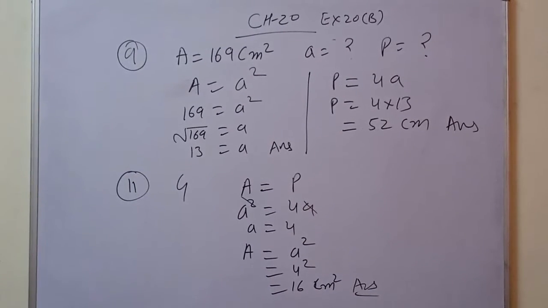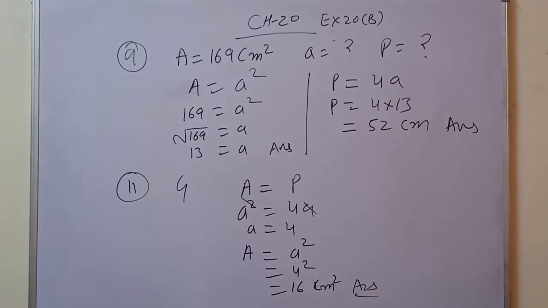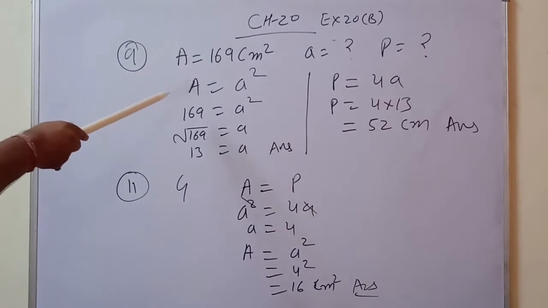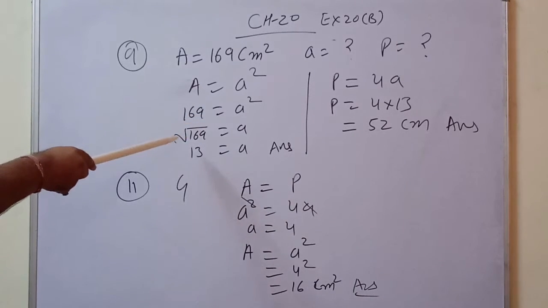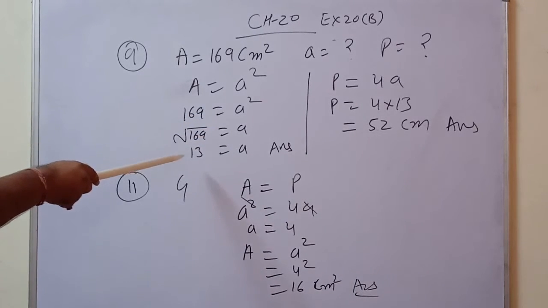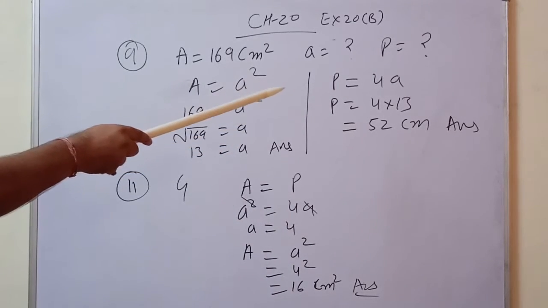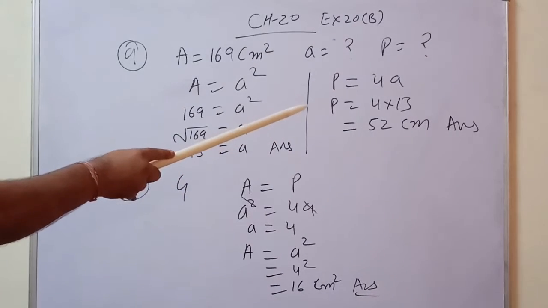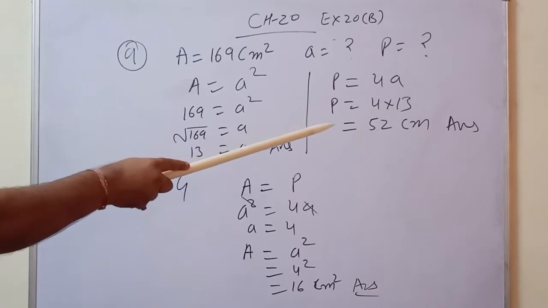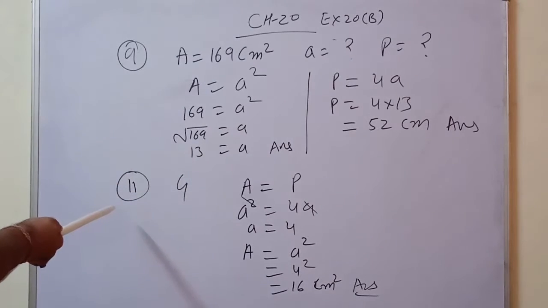Children, I am taking question number 9, in which the area of the square equal to 169 centimeter square is given. So we know area equals A square, that is 169 equals A square, or square root of 169 equals A. So we got the side A, that is 13 centimeter. We have to find the perimeter also. So P equals 4A, P equals 4 into 13, that is 52 centimeter. That is our answer.